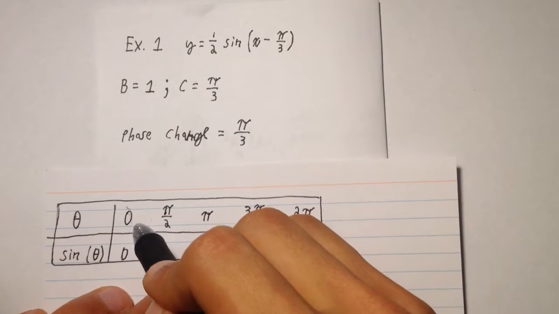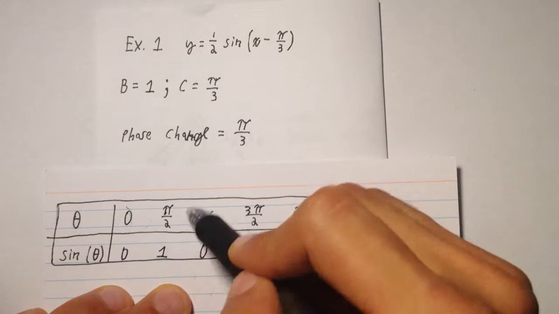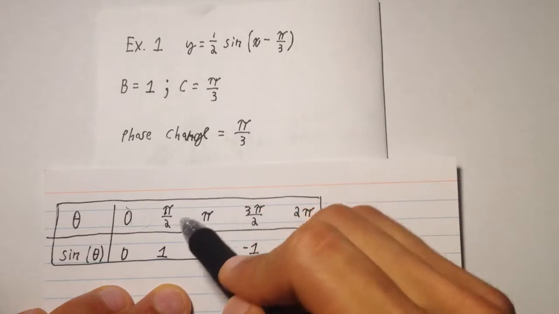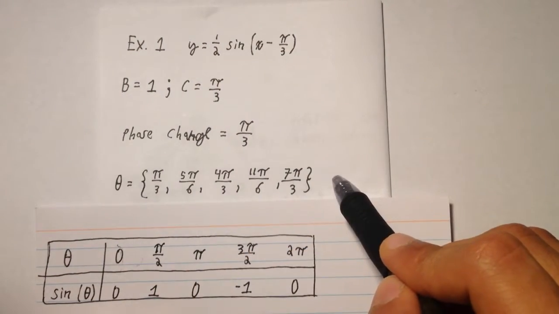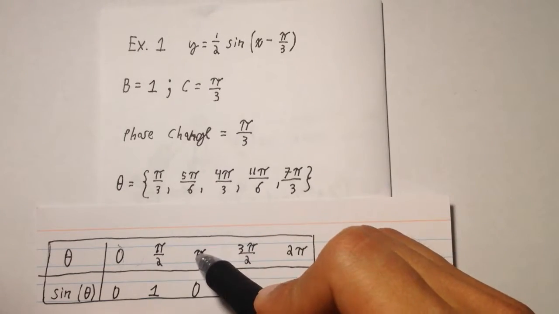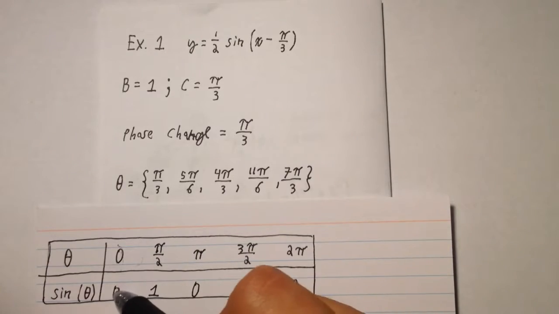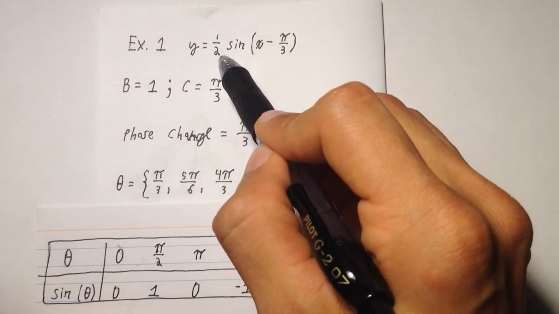So instead of having 0 as my first x, I'm going to have pi over 3. And my next value would be pi over 2 plus pi over 3, and I do that for the rest of them. It looks something like this. All I did was add pi over 3 to these values here. That's it.